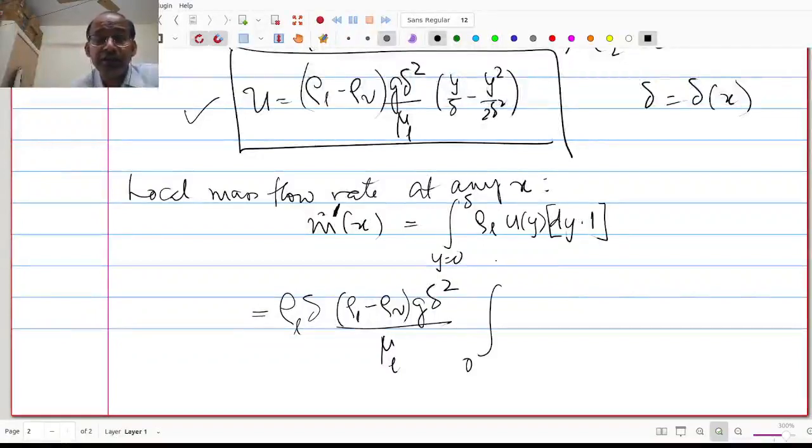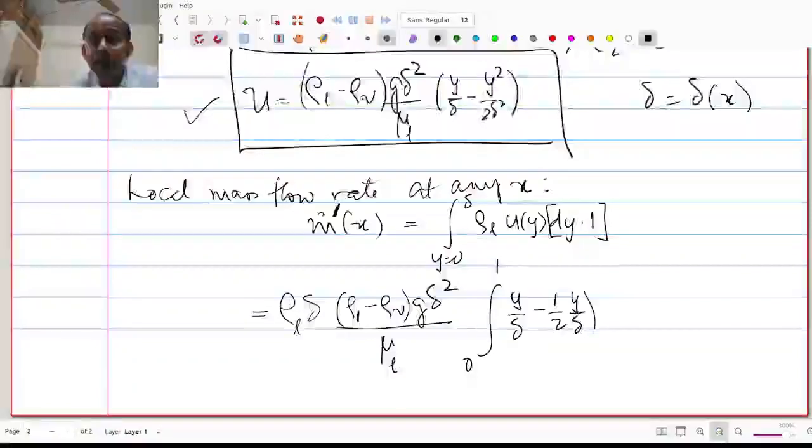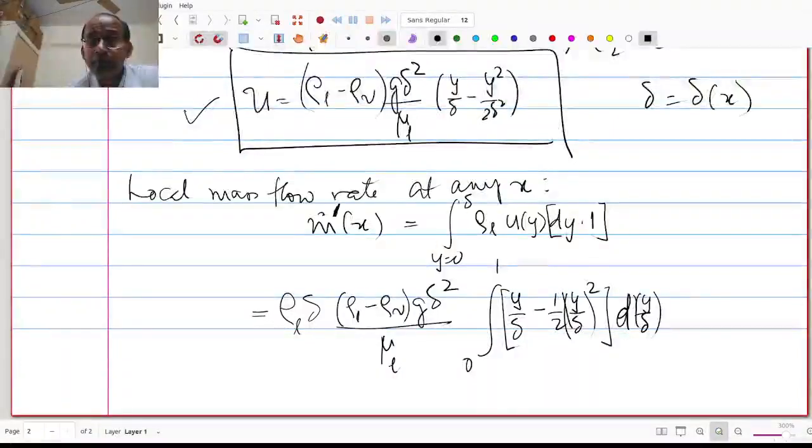It will become integral from 0 to 1. So you are actually differentiating y by delta, because there is delta that has come out here. It will be y by delta minus half of y by delta the whole squared, multiplied by d of y by delta. So this is basically integral of eta minus eta squared by 2 d eta from eta equal to 0 to 1.